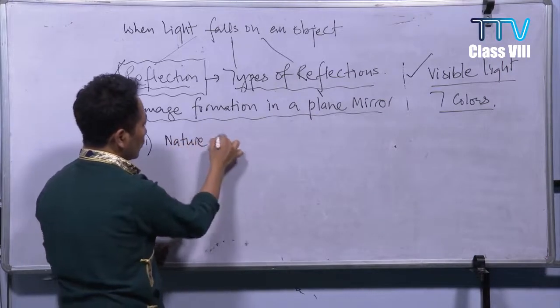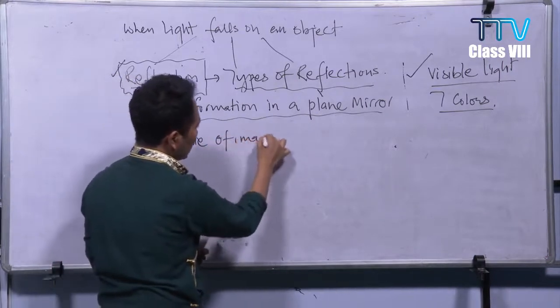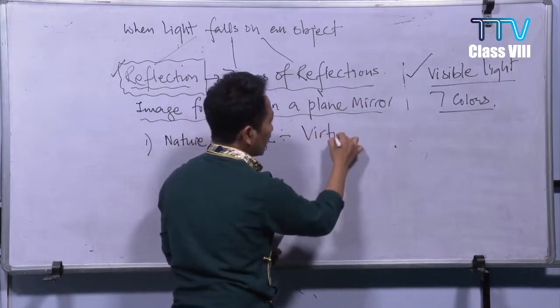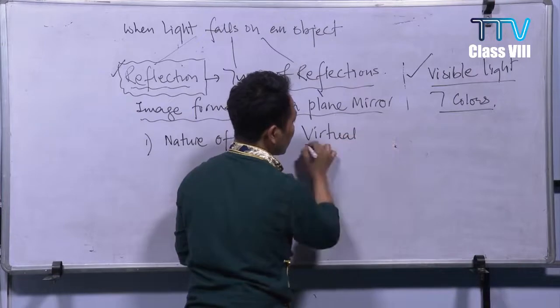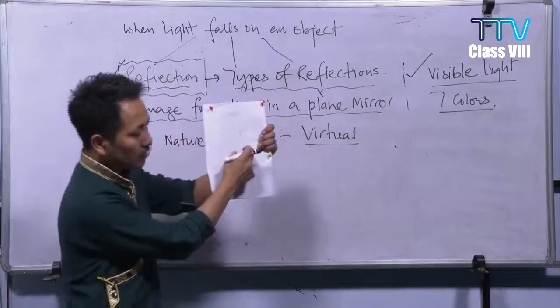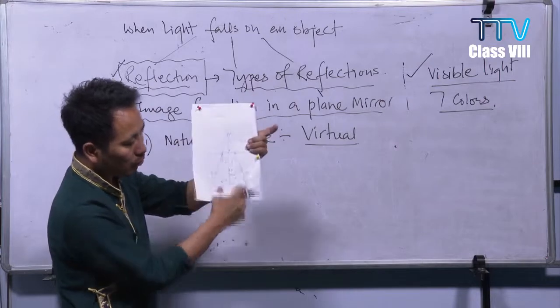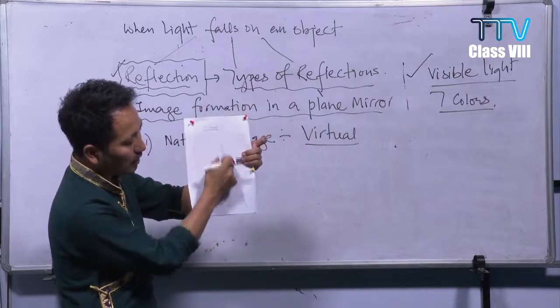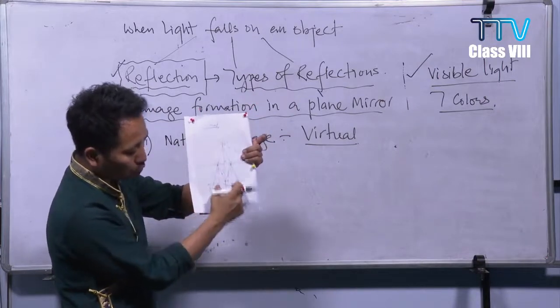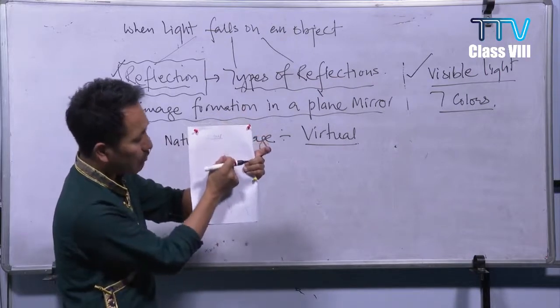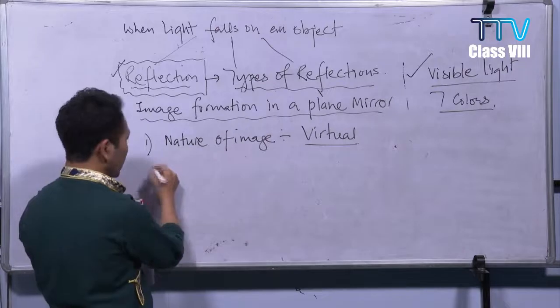The nature of image in a plane mirror: the nature of image is virtual, it is not real. Virtual, because the two reflected rays are not actually intersecting.